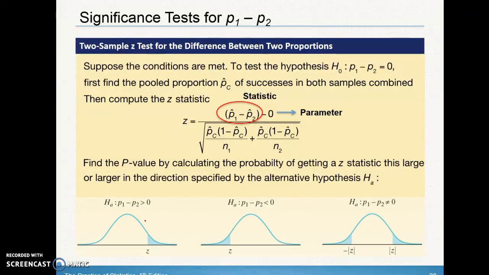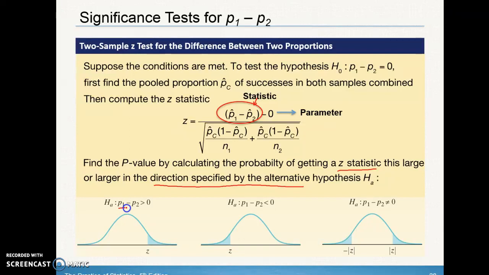Okay, so what exactly are your critical z's or your hypothesis going to look like? So let's say we're doing our hypothesis test with P1 minus P2 is equal to 0, and we find our z statistic. Keep in mind, once again, this is your statistic, the difference in proportions. 0 is your parameter, assuming that there's no difference. When you calculate the p-value, remember your p-value is the probability of getting a z statistic this large or larger in the directions specified by the alternative.